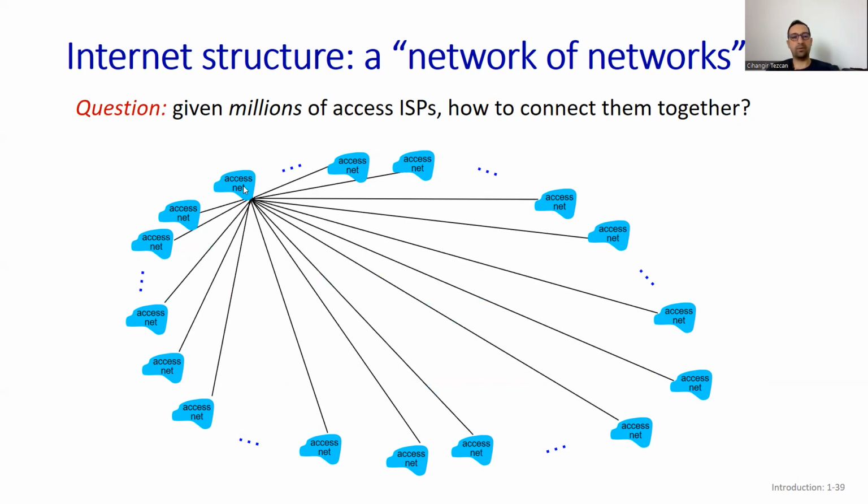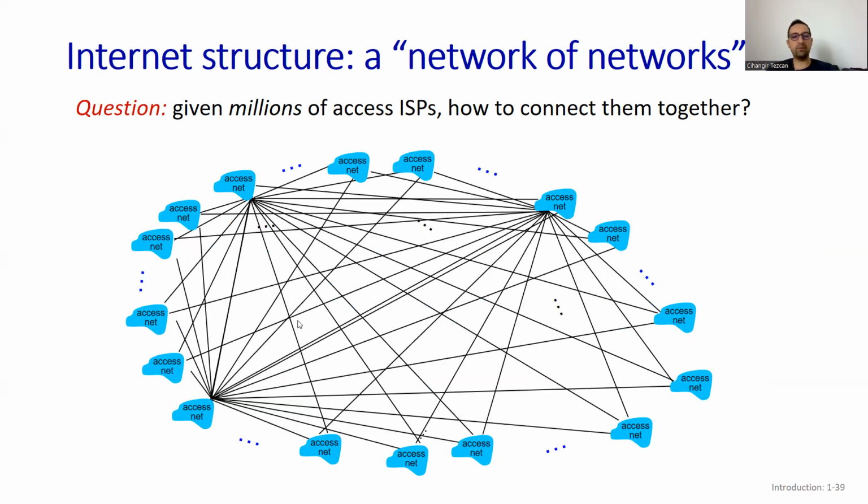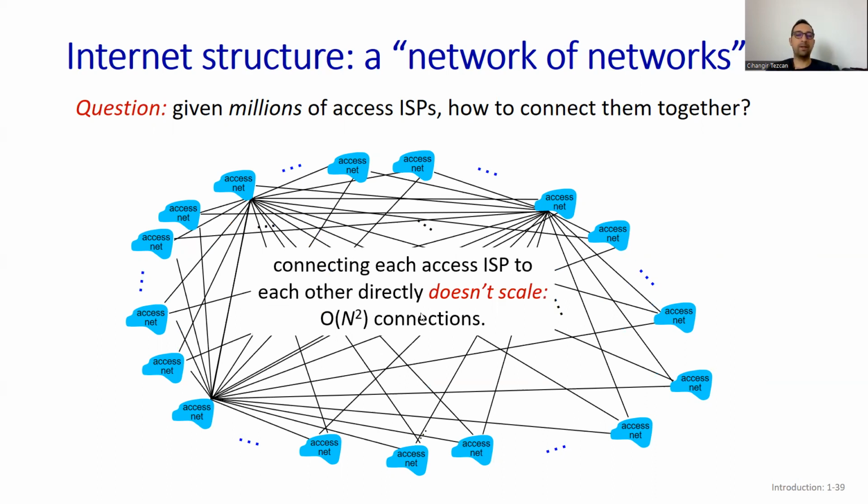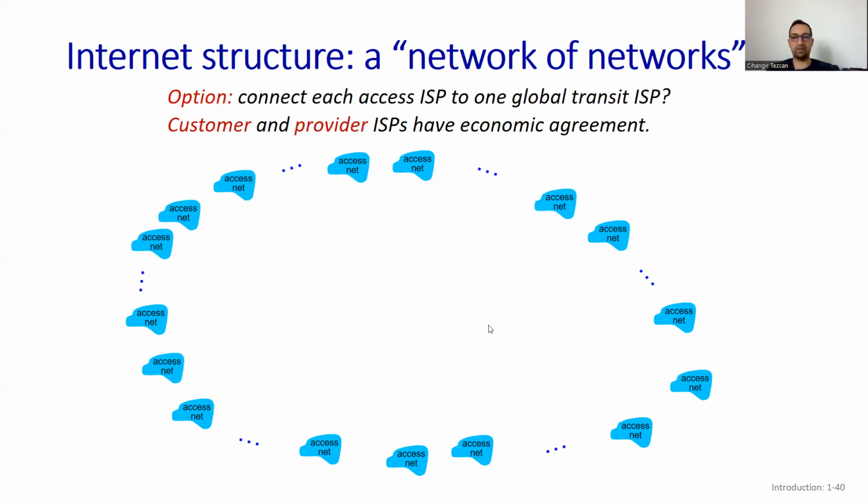For instance, if there are n access nets in this picture, everyone has to connect to n of them. So connecting each access ISP to each other directly does not scale, because it is O(n^2) connections. So we have to come up with a solution for this, using internet service providers.